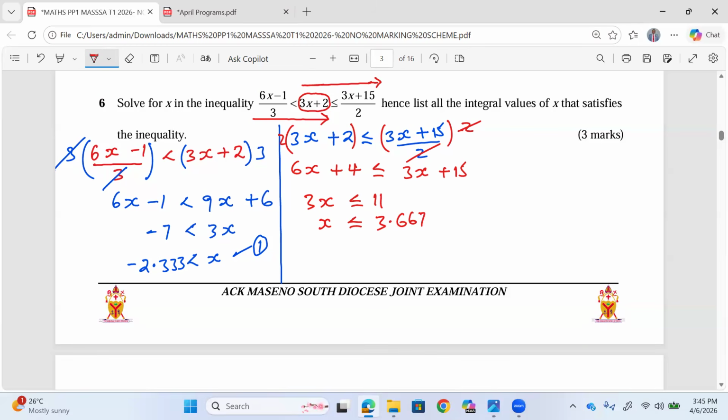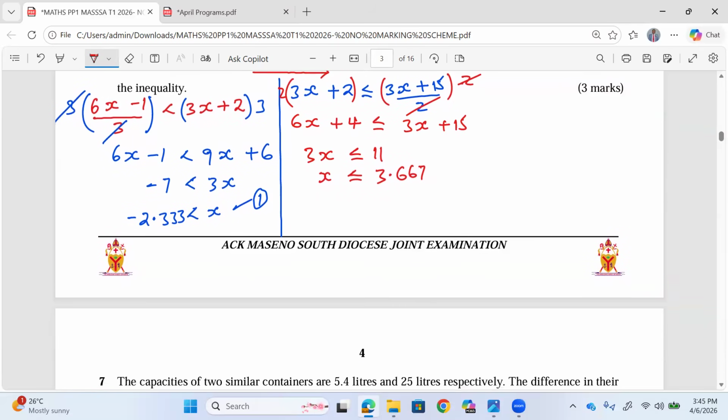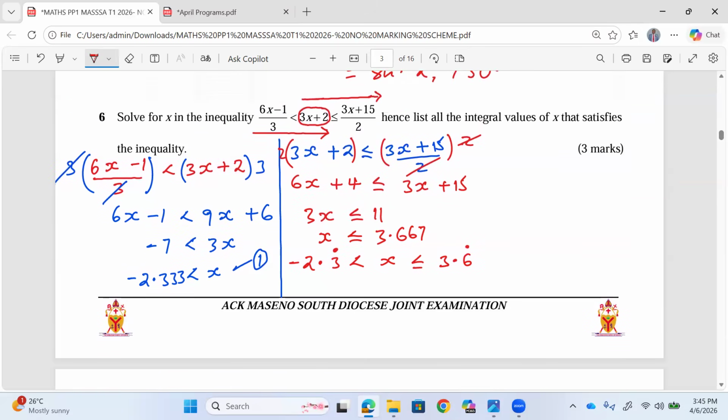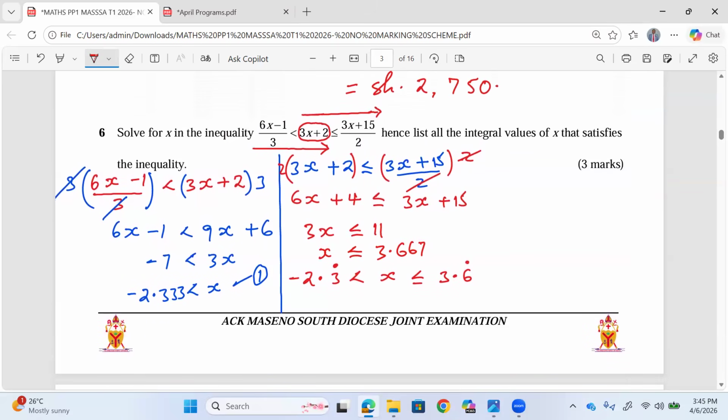With all this now, can we say that the values of x, because x is less than or equal to 3.667, and x is also greater than negative 2 point. So the values of x then can be grouped together. You know, this is recurring. And the 6 here is also recurring. So that is a compound inequality, or one statement that summarizes now the two solutions.